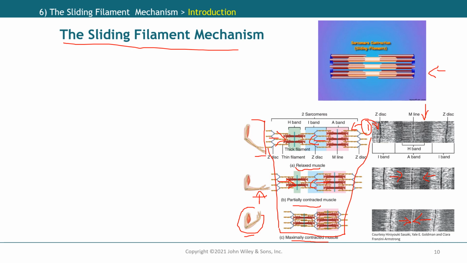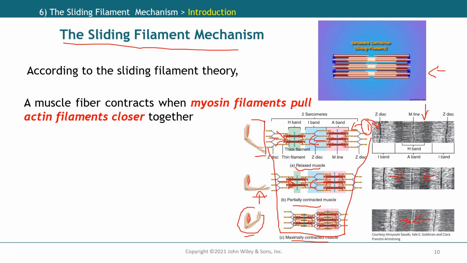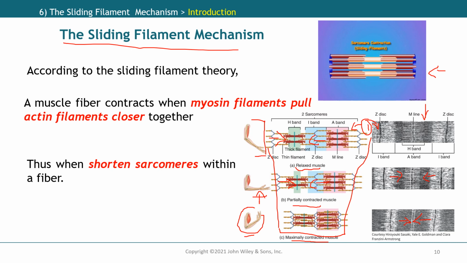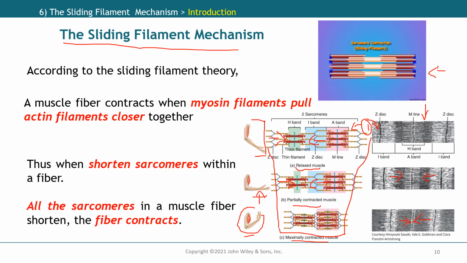Okay, so just to recap, I told you that there is something called the sliding filament theory. And according to that, a muscle fiber contracts when the myosin pulls the actin filaments closer together. In addition, I told you that this leads to the sarcomeres becoming shorter within a fiber. And finally, when all sarcomeres in a muscle fiber shorten, you have the fiber contract.